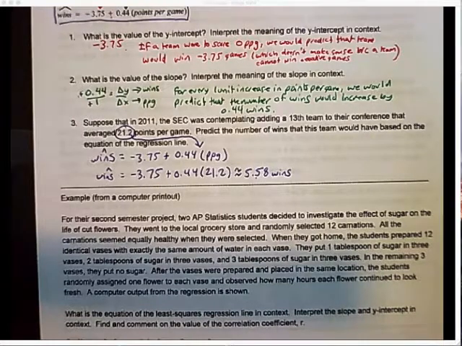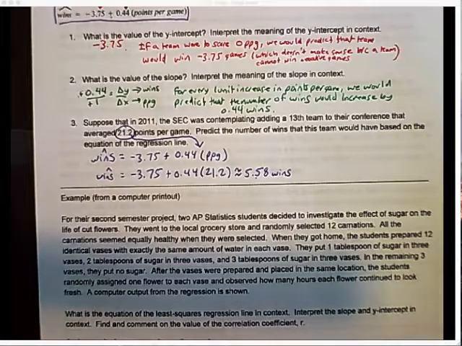They put 1 tablespoon of sugar in 3 vases, 2 tablespoons of sugar in 3, and 3 tablespoons of sugar in 3. In the remaining 3, they put no sugar. After the vases were prepared and placed in the same location, the students randomly assigned 1 flower to each vase and observed how many hours each flower continued to look fresh. A computer output from the regression is shown.